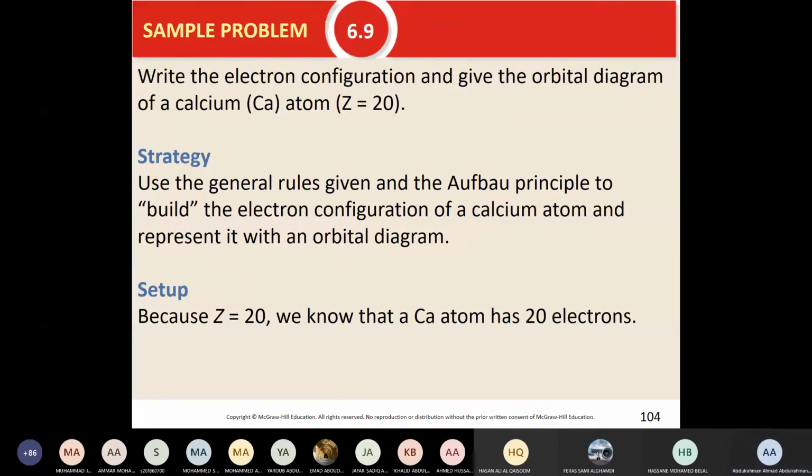Okay, calcium, atomic number 20. Tell me what's the structure quickly. 1s2, 2s2, 2p6, 3s2, 3p6, 4s2. Exactly. And again, this is the ground state, or lowest energy state. I hope this is clear.